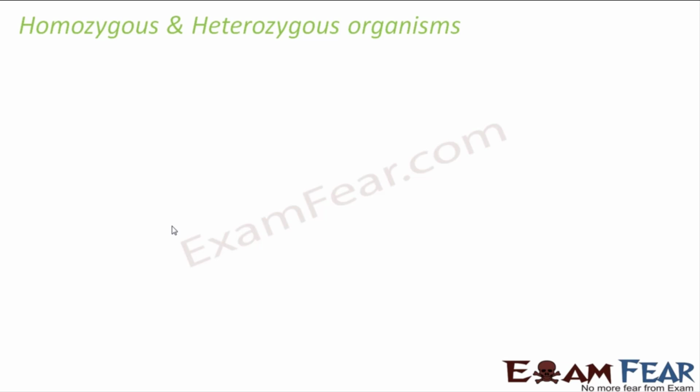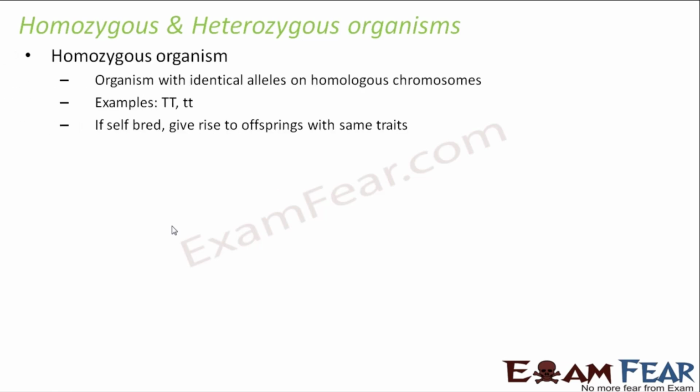Based on what type of alleles are present in an organism, they can be classified into two types, homozygous and heterozygous. Homozygous organisms, the word homo always means something related to similar. So these organisms will have identical alleles, that is similar alleles on homologous chromosomes. For example, capital T, capital T. If we talk about a dwarf plant, as I mentioned in the previous slide also, we write it as small t, small t. Since it has received the same traits from both the parents, it is known as a homozygous dwarf plant.